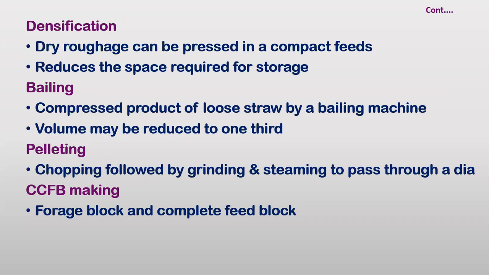Next is densification. So dry roughage can be placed in a compact heap by application of a certain amount of pressure by the machine, which will reduce the space requirement for storage. Baling is a compressed product of loose straw, made with a baling machine, and the machine is known as a baler. With the baling machine, the volume may be reduced to one third. So the storage space required is very little in the case of baling as well.